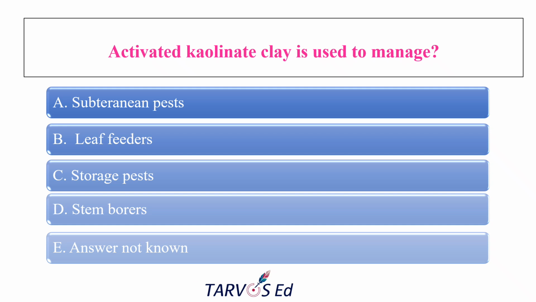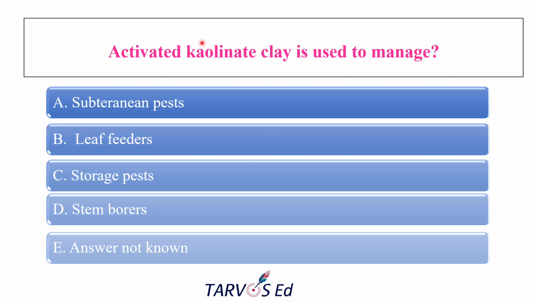And the question is, activated kaolinite clay is used to manage. The options given are subterranean insects or pests, leaf feeders, those which mainly feed on the leaf, storage pests, those pests which occur only in the storage godown, as well as in the home or somewhere, and stem borer.